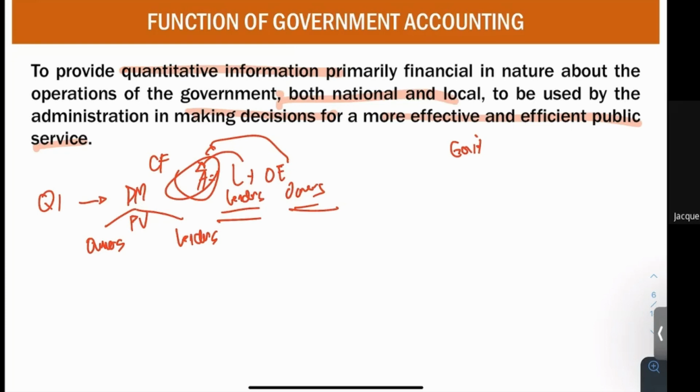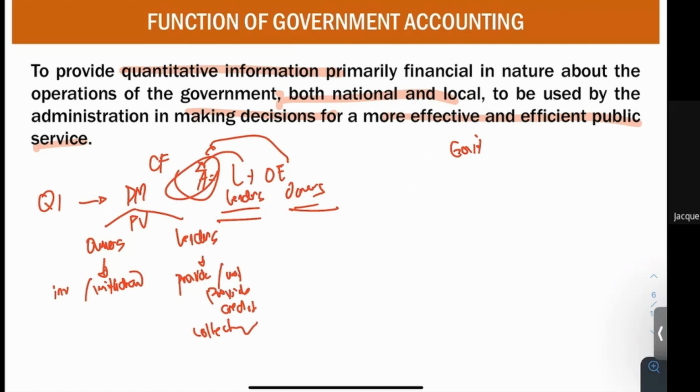And what is the main decision that the owner will make as to the quantitative information? Whether to invest or to withdraw. How about your lenders? For your lenders, the main issue is to provide or not provide credit, furthermore, as to your collection. So those are the main uses of the quantitative information for decision making only.